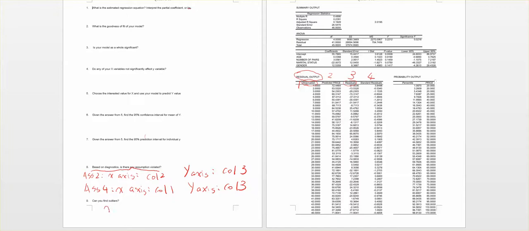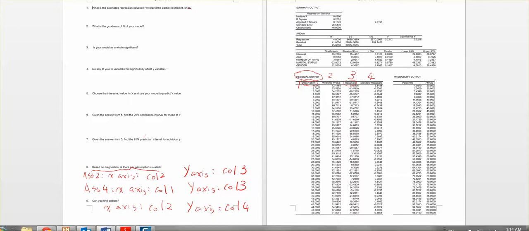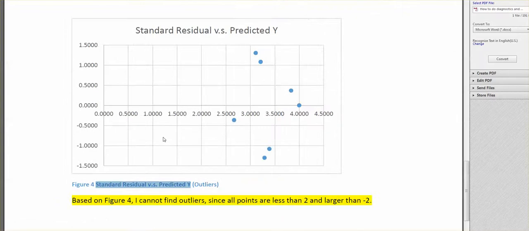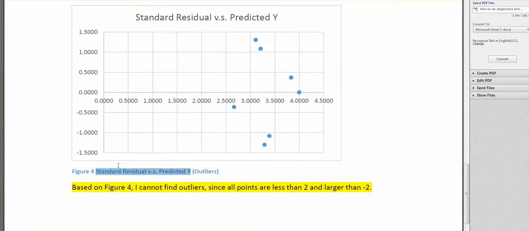In this case, the x-axis is our column 2, and for the y-axis, we will no longer use column 3, but we will use column 4. So we use column 4 against column 2 to create our standard residual against predicted y-value plot. The next question is, how can we find outliers? We will look at how many dots are larger than positive 2, which is outside of 2, and smaller than negative 2, so outside of negative 2.